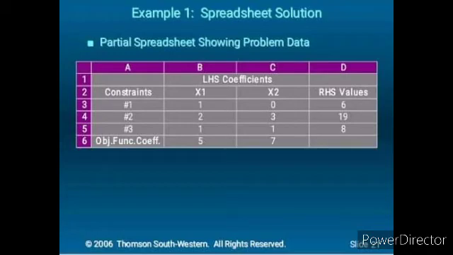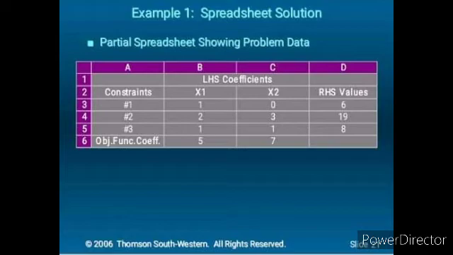LHS coefficient of variable 1 is 1, 2 in constraint number 1. LHS coefficients of variable 1 is 2 in constraint number 2, and the LHS coefficient of variable 1 in constraint number 3 is 1. And the LHS coefficient is 5 for the objective function coefficient.